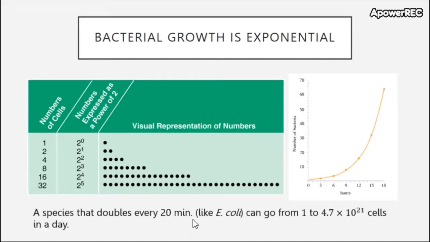So a species that doubles every 20 minutes, like E. coli, can go from 1 to 4.7 times 10 to the 21st cells within a single day.